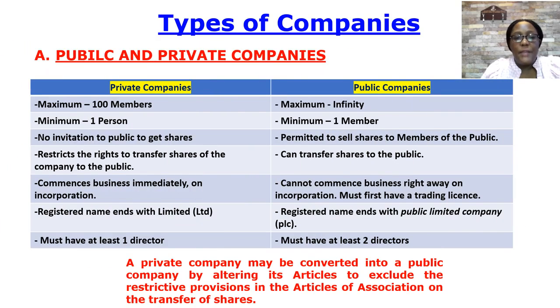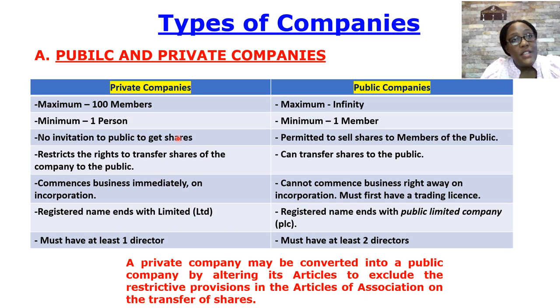So there are different types of companies that exist. I just want to briefly talk about the broad categorization of companies. You'll find that we have private companies and we have public companies. Now the distinction between these two is critical. Private companies are companies that are established by you and me, maximum 100 members, minimum 1 member. The public is not involved. There's a restriction on rights to transfer shares. Like if the company is run by you and I, we can't sell our shares to members of the public.